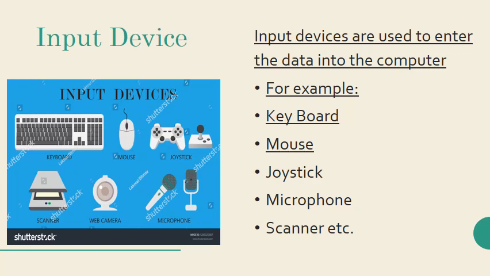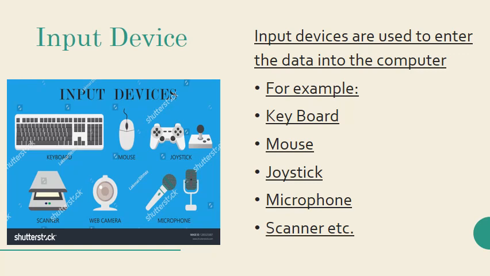Second is mouse. With the help of mouse we can do drawing. Then joystick. With the help of joystick we can play games in computer. Next is microphone. Microphone is used to add voice. If we want to enter data in the form of voice, then we use microphone.